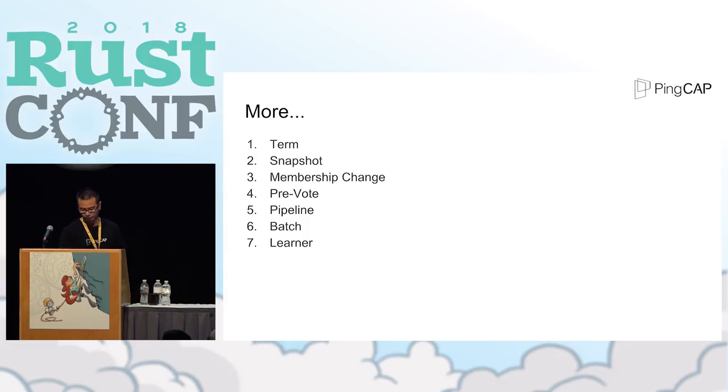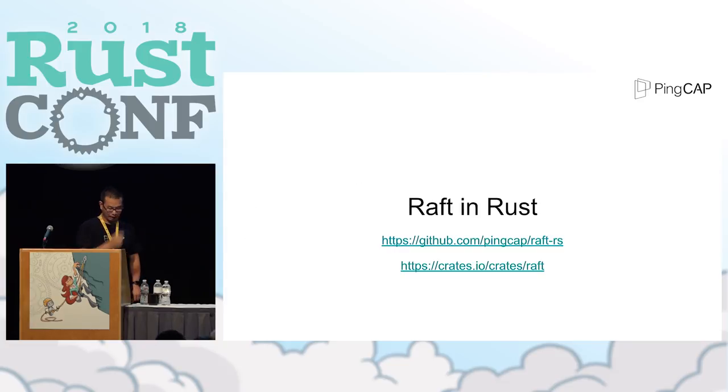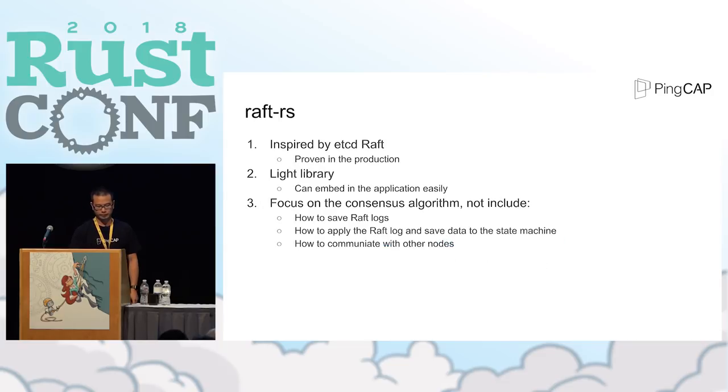So here I will talk about the Raft library. You can see the repo here, and you can use it directly from the crate. Our Raft library is inspired by etcd Raft, because etcd Raft has been used in production for a long time, and many popular projects like Kubernetes and CockroachDB have already used it in production. So it's a good start for us to take inspiration from etcd Raft.